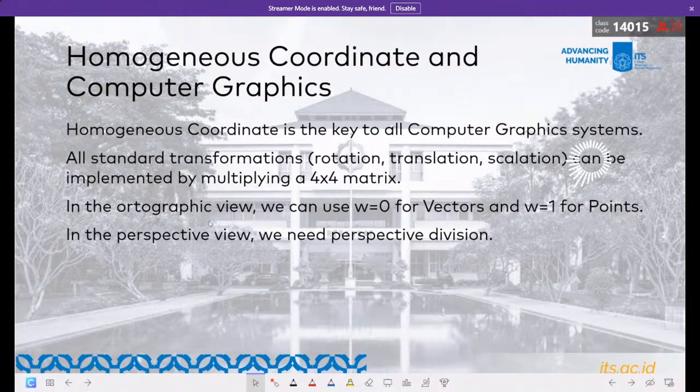Nanti kita akan pelajari, untuk membuat perspektif ini kita butuh matriks lagi. There will be another 4x4 matrix for this perspective view. Dan itu akan membantu komputer untuk memberikan visualisasi yang memang kita inginkan, sesuai dengan apa yang dipahami oleh otak kita ketika melihat sesuatu dari sekitar.